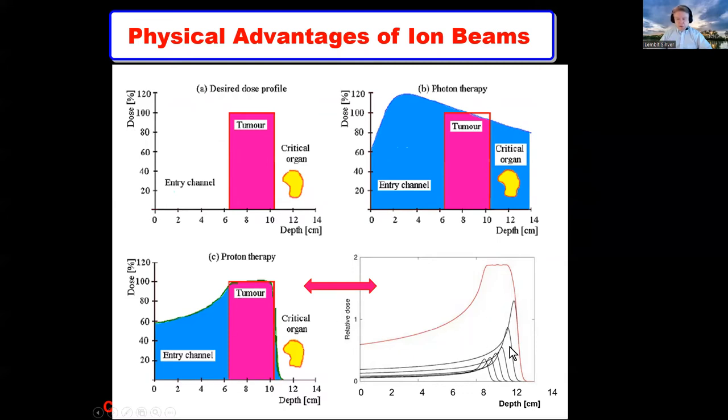If we superimpose many Bragg curves for proton therapy, we get a spread out Bragg peak where we have the tumor, and we get less dose in the entrance channel where we have healthy tissue, and we get basically no dose to the critical organs after the tumor.